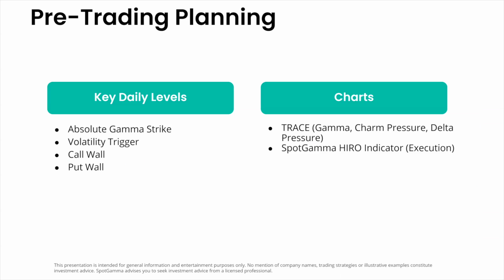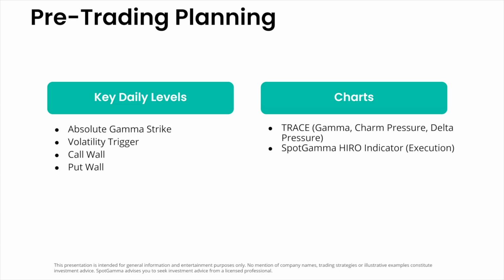I also look at trace heat maps. I start with gamma before the open to see how market makers are positioned. After the open, I watch delta pressure for areas of buying support and selling pressure. Finally, I look at charm pressure mid-morning to identify potential pinning levels at the close. I also look at the HIRO indicator, which is part of my execution process.